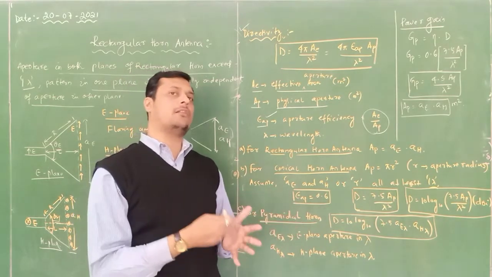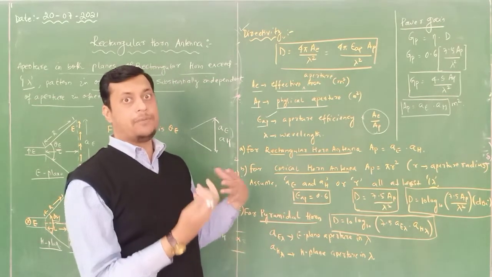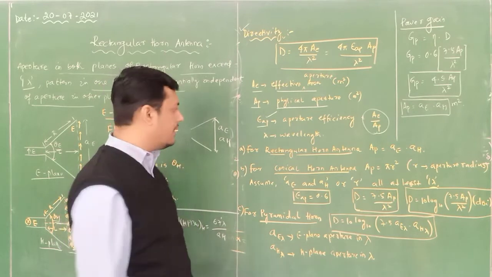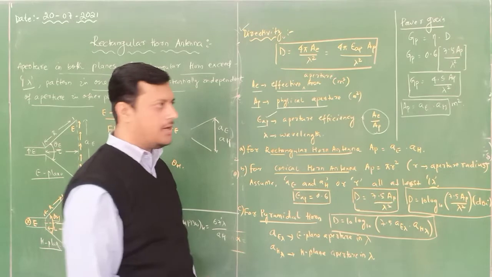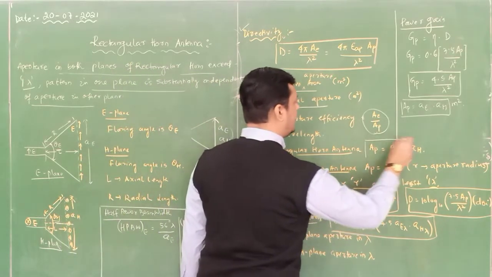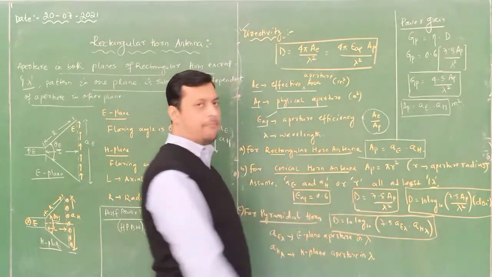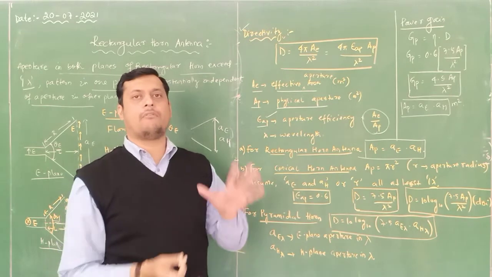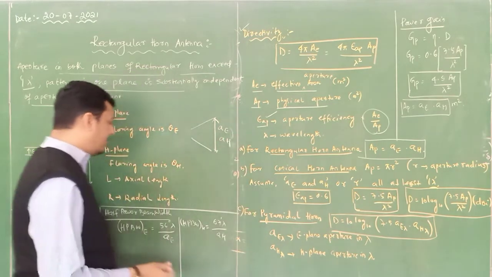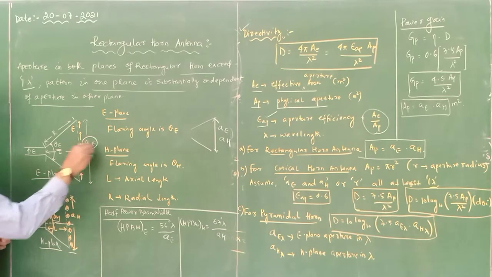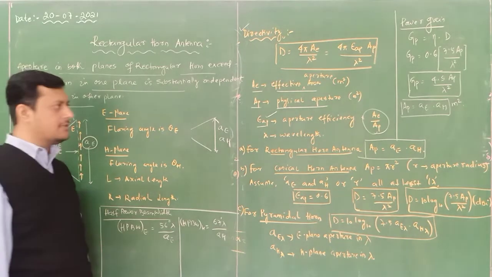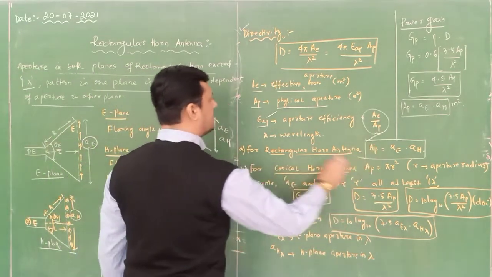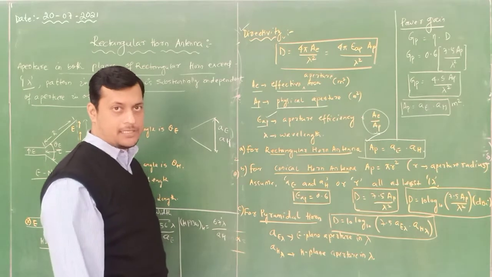If it is a conical horn antenna, what will happen? If it is a pyramidal horn antenna, what will happen? Okay. So here, let us consider the rectangular horn antenna. What is our AP? AP is nothing but the physical aperture. It is the cross section of AE and AH, where AE is with respect to the E field and AH is with respect to the H field. If I multiply these two dimensions, I will get the physical aperture.